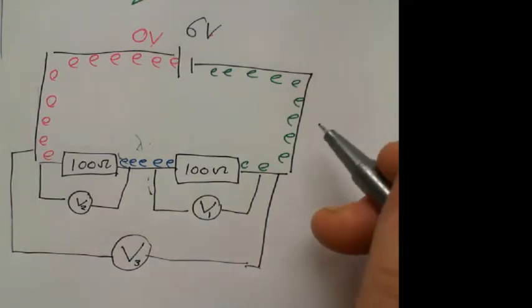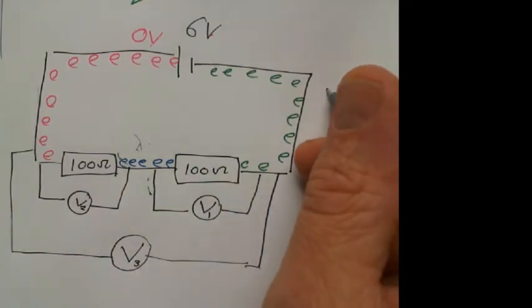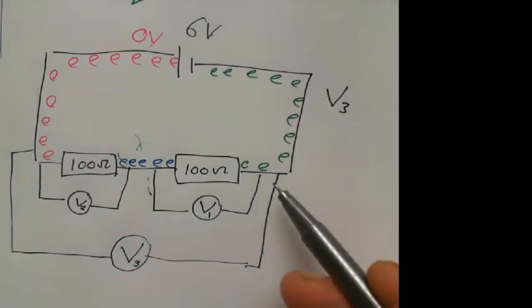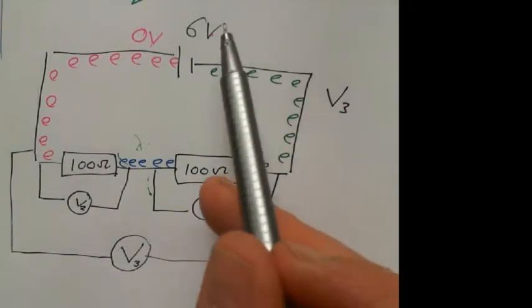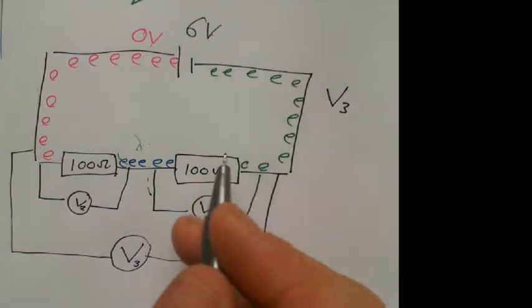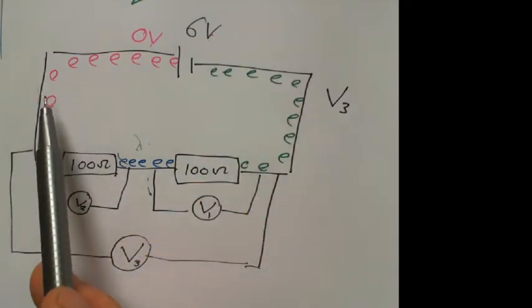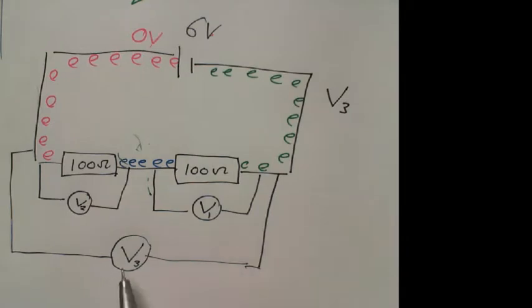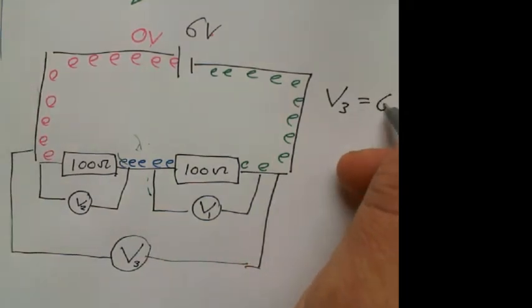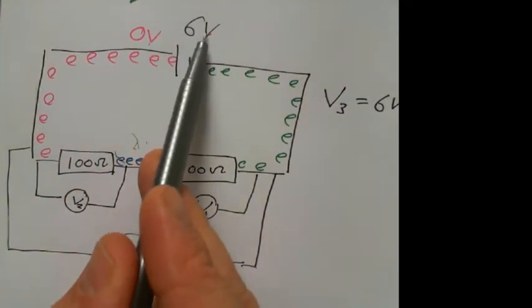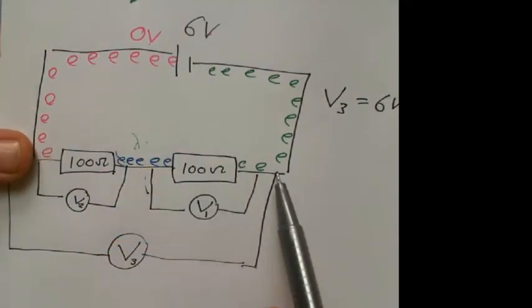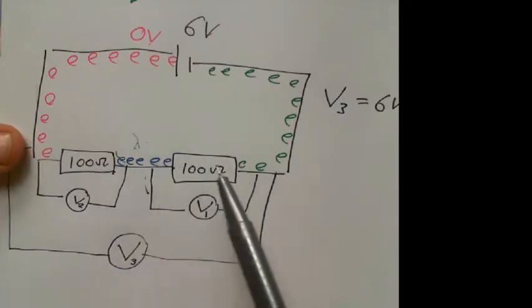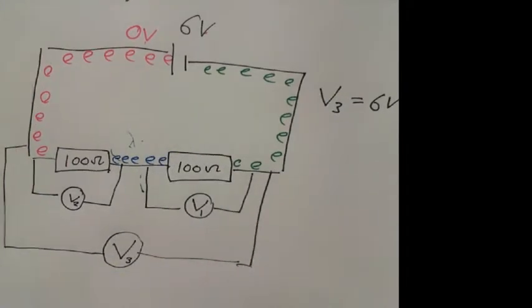Okay, well, first of all, let's do V3 first. How much energy do these electrons have per unit charge? Well, we know that they've got 6. And how many do they have per unit charge here? Well, we know they've got 0. So that means the V3, which is across both resistors, is 6 volts. And we knew that because that's just the total voltage in the circuit, and what that's doing is it's measuring across everything that's in that circuit, so it must be 6 volts.